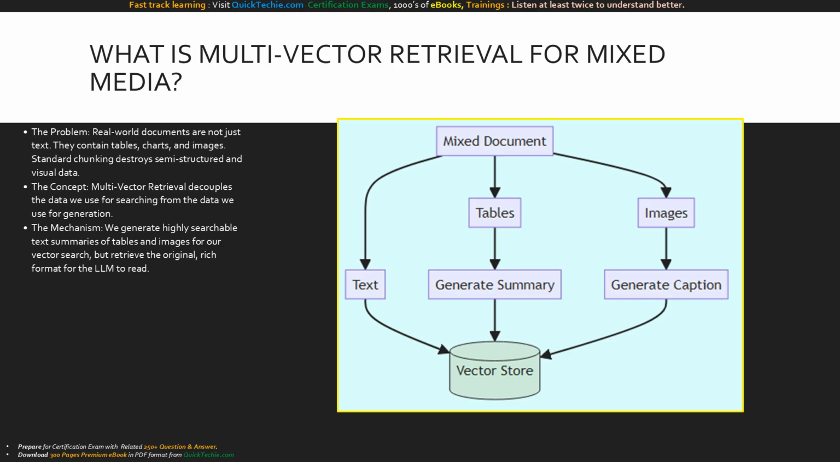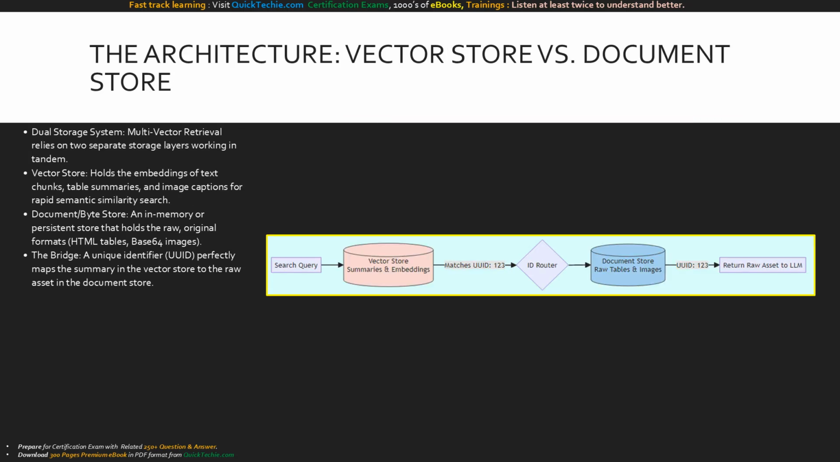Looking at this flowchart, you can see the ingestion pipeline for mixed media. Our mixed document splits into text, tables, and images. The text can go straight to the vector store. However, the tables and images take a detour. They are processed to generate text summaries and captions. These descriptive texts are what ultimately enter our vector store, ensuring all our mixed media is cleanly represented in a semantic, searchable format. How do we architect this decoupling?